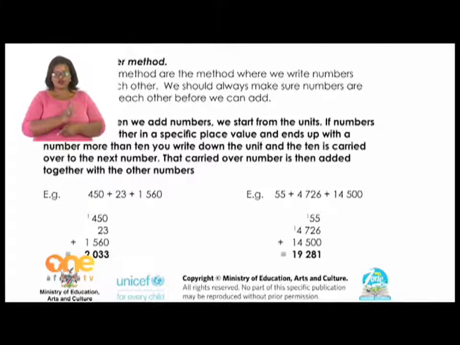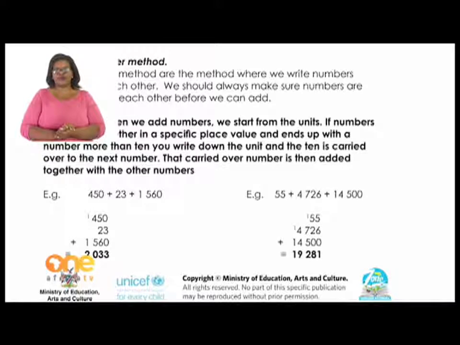We make sure our numbers are neatly written underneath each other: units under units, tens under tens, hundreds under hundreds, thousands under thousands, and 10,000s under 10,000s. Now let's add. 5 plus 6 is equal to 11, plus 0, it's still 11. We write down the 1 and we carry the other one over.